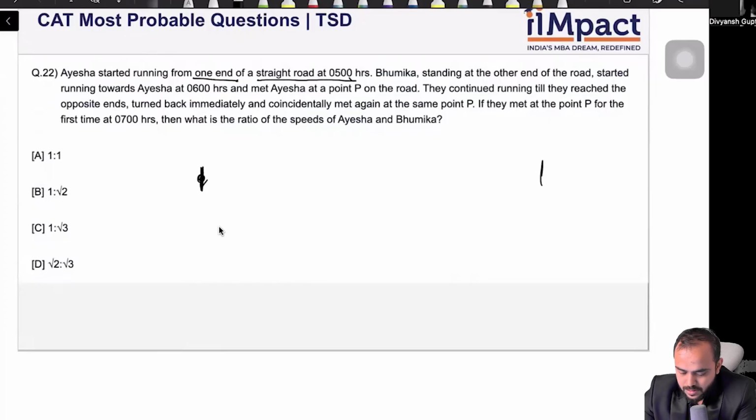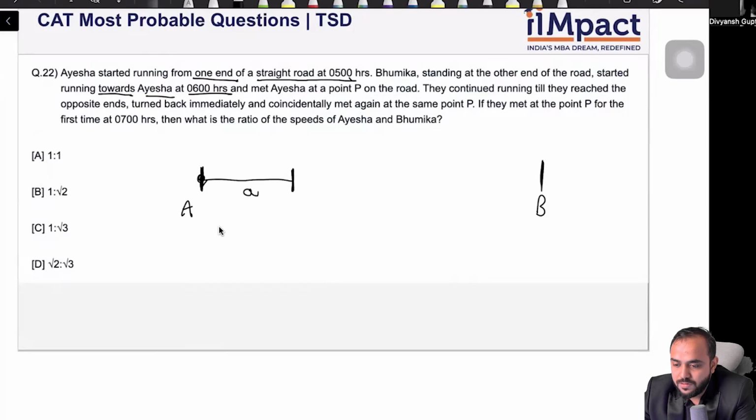Moving on. Aisha started running from one point of a straight road at 5 hours. So this is Aisha, this is Bhumika. Bhumika started running towards Aisha at 6 hours. So Aisha ran for 1 hour, so the distance covered would be a. After which, Bhumika and Aisha are both running towards each other. They continued running till the opposite ends, turned back immediately, and coincidentally met again at the same point P. So their first meeting point and the second meeting point is the same.